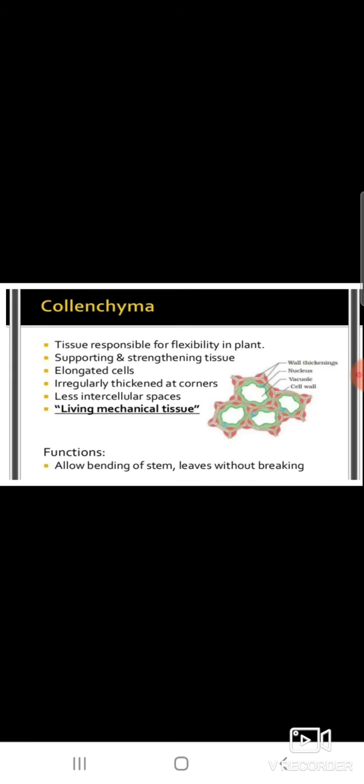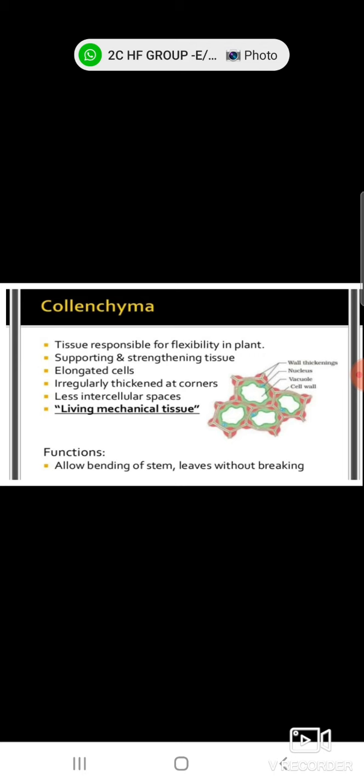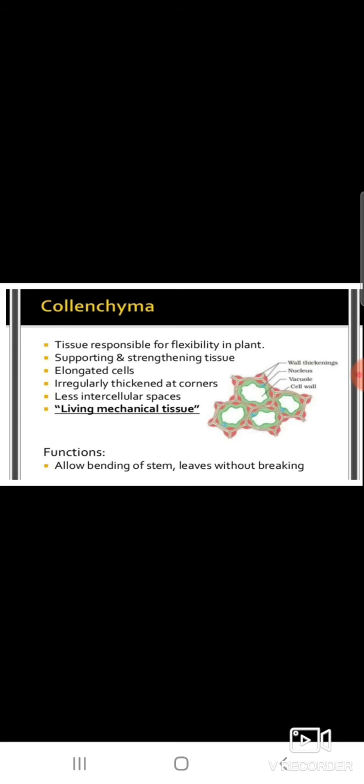Then collenchyma. What is collenchyma? It is the tissue responsible for flexibility in plants, supporting and strengthening. Elongated cells, irregularly thickened at the corners, with few intercellular spaces. It is a living mechanical tissue. What are the functions of collenchyma? It allows bending of stems and leaves without breaking.